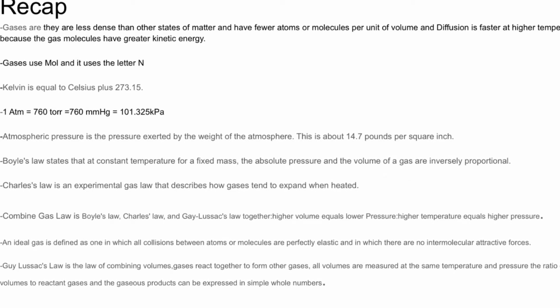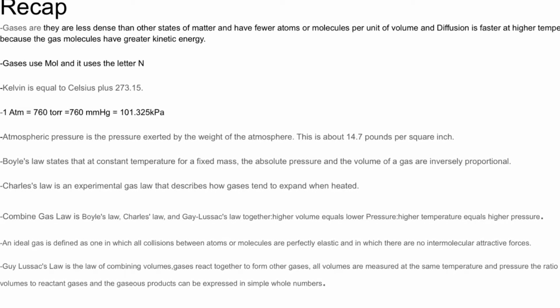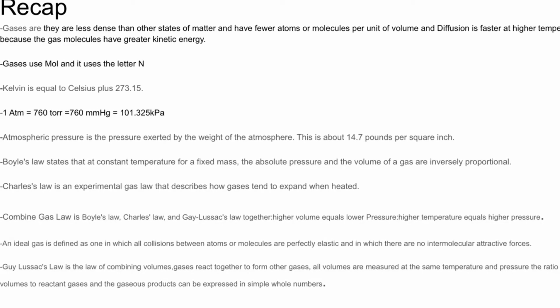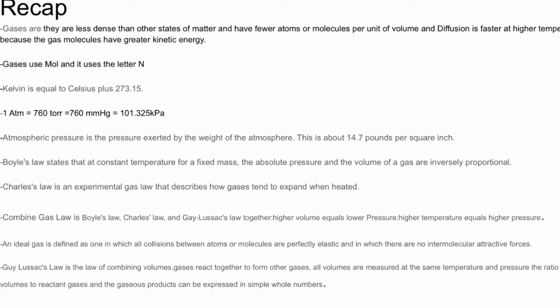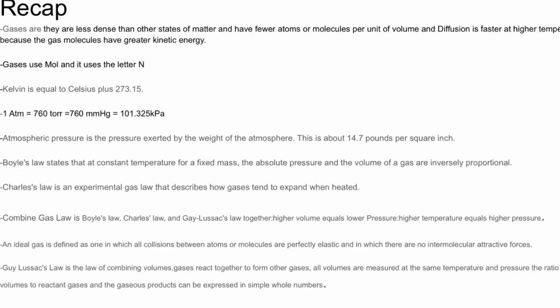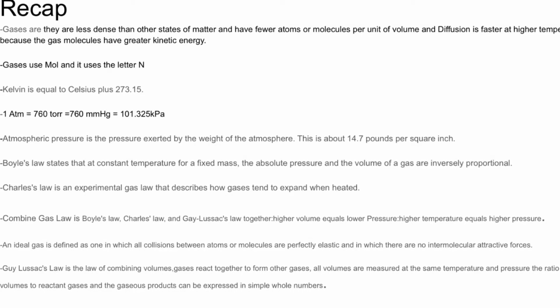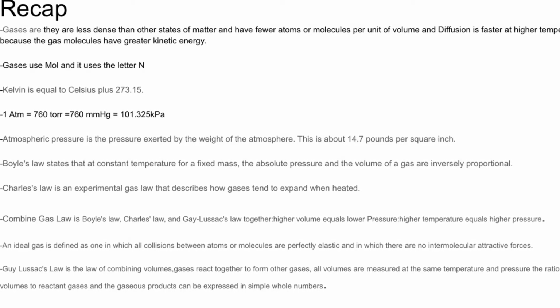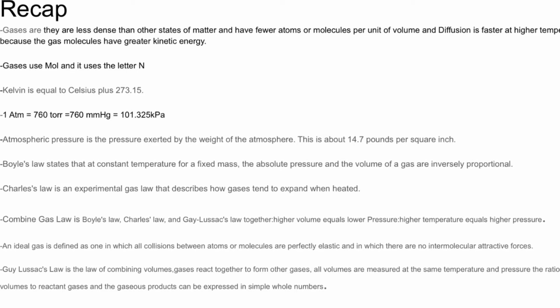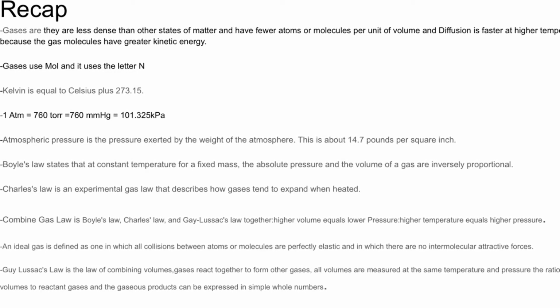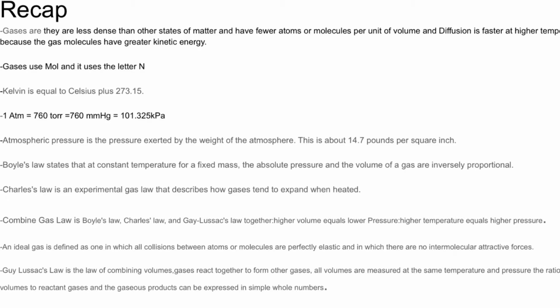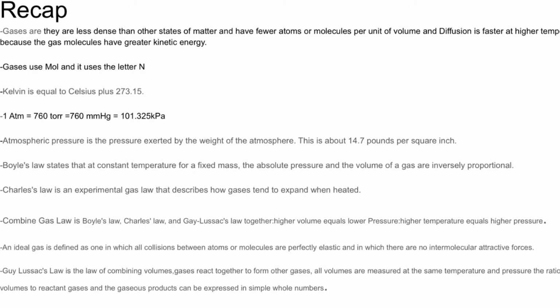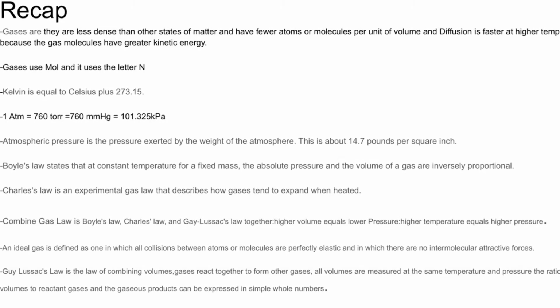Kelvin is equal to Celsius plus 273.15. 1 atm equals 760 torr, which equals 760 mmHg, which equals 101.325 kPa. Atmospheric pressure is the pressure exerted by the weight of the atmosphere. This is about 14.7 pounds per square inch.